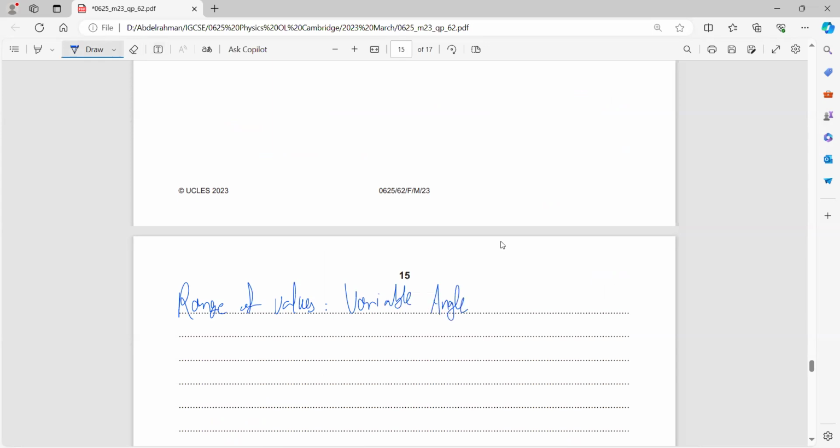And then state 5 different values for this angle. 5 degrees, 10 degrees, 15, 20, and 25. You could use other angles, definitely. You could say 10, 20, 30, 40, 50.